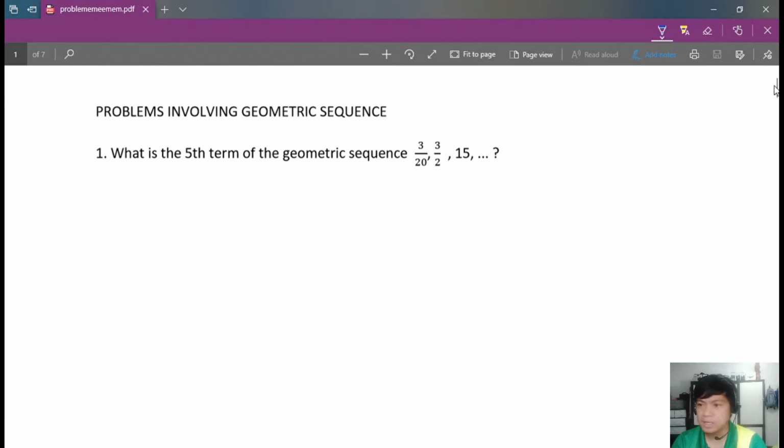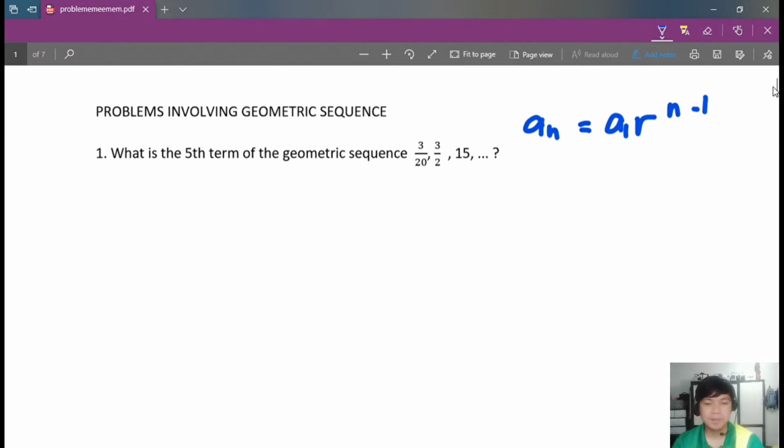So, let's review the formula because in this video, we will use it often. The formula used in the geometric sequence is a sub n is equal to a sub 1 r raised to n minus 1, where a sub n is the nth term, a sub 1 is the first term, r is the common ratio, and n refers to the number of terms. So let's start.